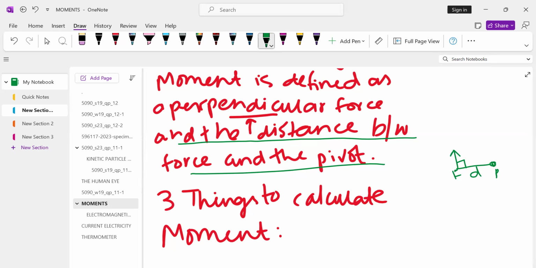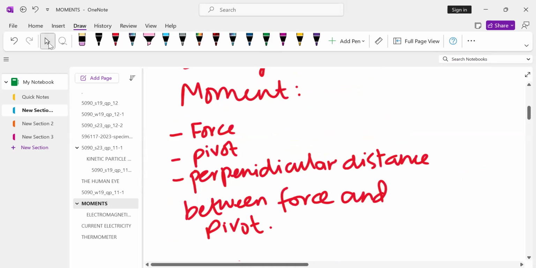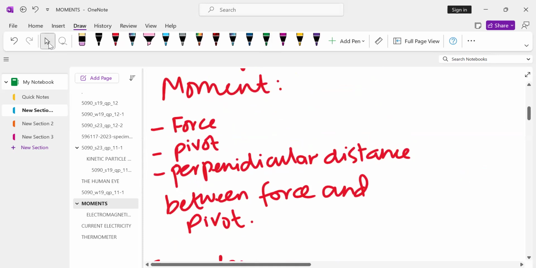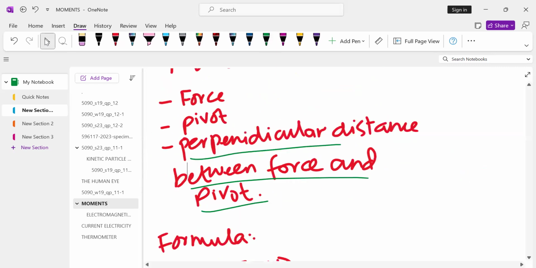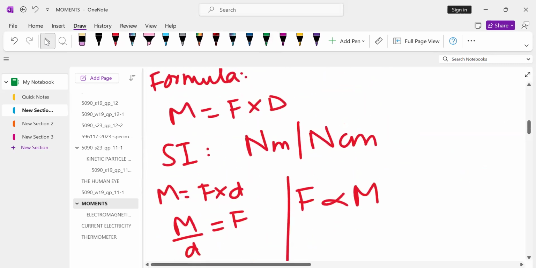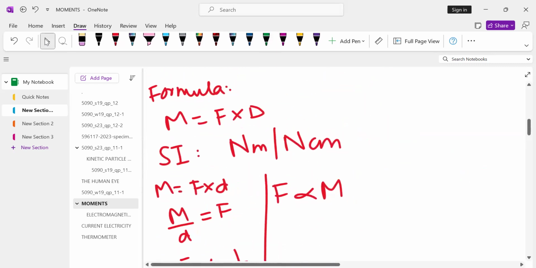You need three things to calculate moment. First one is force, second is pivot, and third is the perpendicular distance between the force and the pivot. So perpendicular is the keyword. Then we have the formula to calculate moment, which is moment equals force times perpendicular distance, or you can simply say distance. Its SI unit is Newton meter or Newton centimeter.